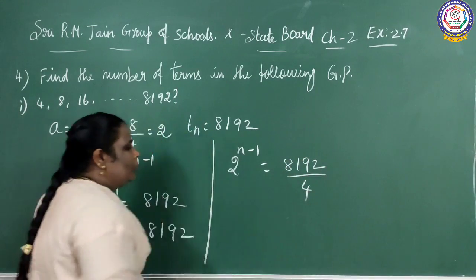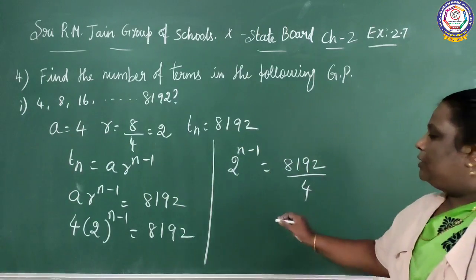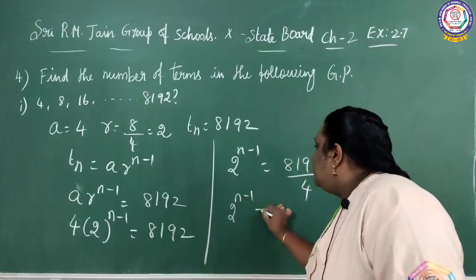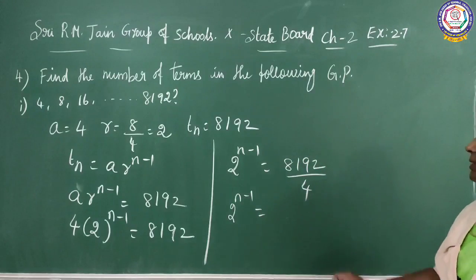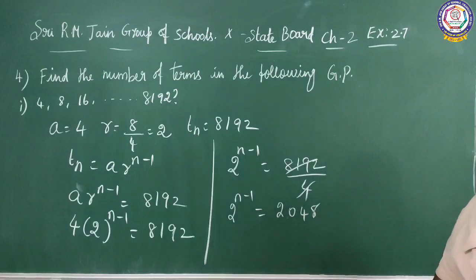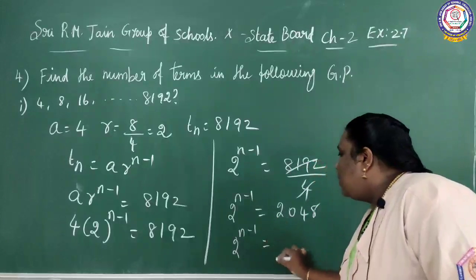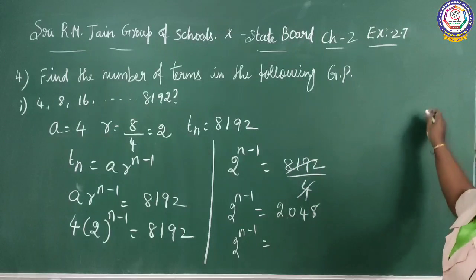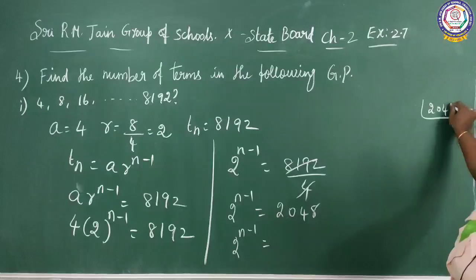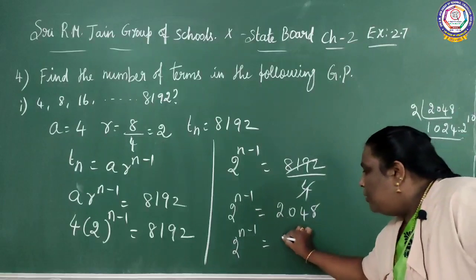2 power n minus 1 equal to 8192 by 4. You bring this 4 to the other side, it becomes division by 4. It gives 2 power n minus 1 equal to 2048. You can do it in the upper column by the L division method. What value are we getting? This is 2 power 11.